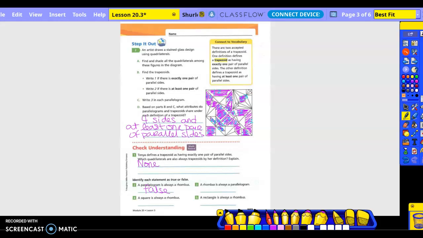Number 3, a rhombus is always a parallelogram. True, because it has 2 pairs of parallel sides always. A square is always a rhombus. We just learned this. True, because we just learned that on the other side, remember guys? That a square is always a rhombus. Okay. A rectangle is always a rhombus. False.